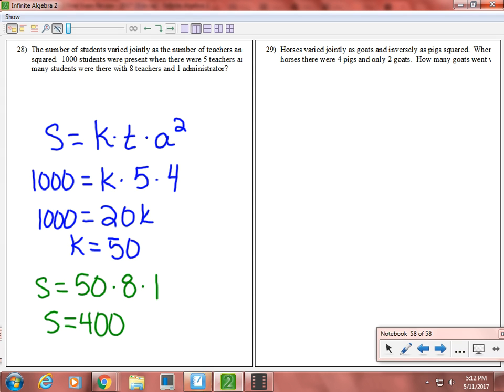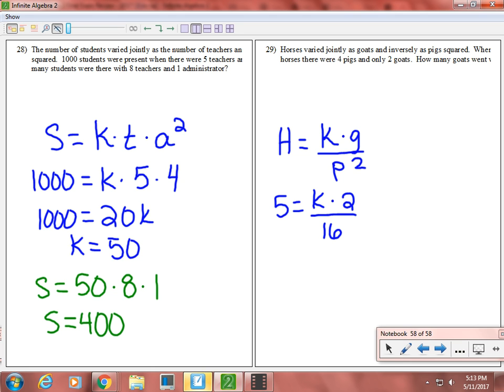29. Horses varied jointly. So horses varied is horses equals K times the goats, jointly with goats, and inversely as pigs squared. Okay, so right now the barnyard has 5 horses. I don't know my K value. There are 2 goats and 4 pigs. Well, 4 squared is 16. So then that is going to give me a K value of 40.